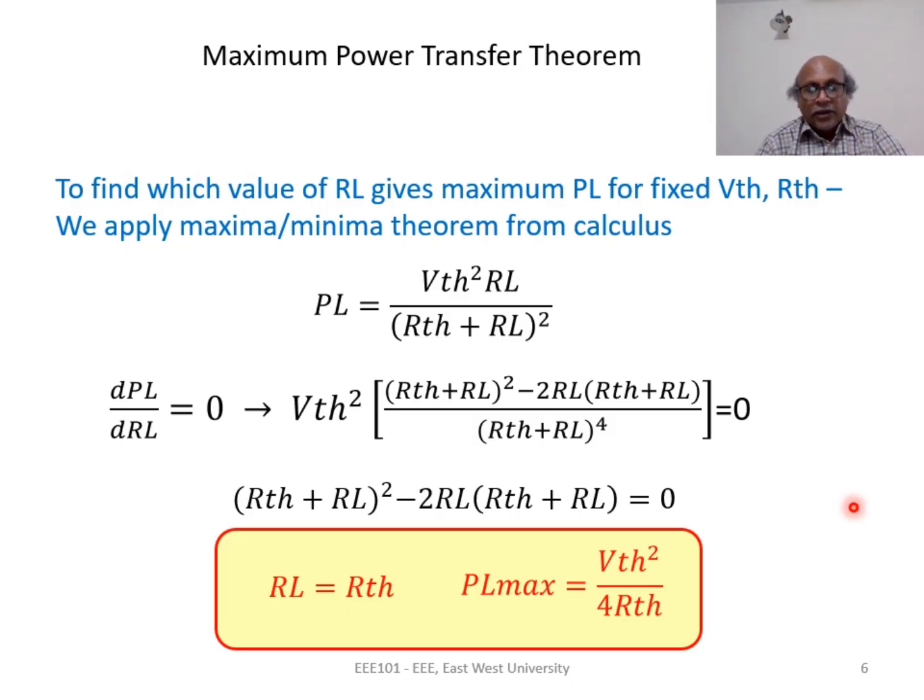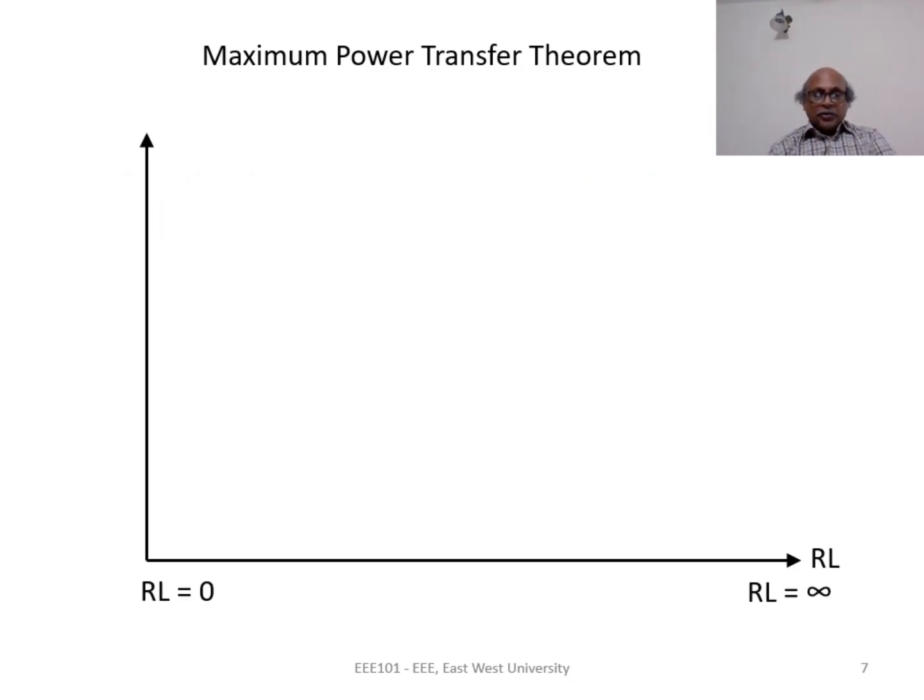Now, before we solve problems, let's look at the nature of variation of PL when RL is varied in a graphical manner. X-axis represents RL, the minimum value RL equal to 0. That means the load is short circuit. 0 resistance represents short circuit. And this point indicates that RL is equal to infinity, the maximum value of a resistance, and RL equal to infinity represents open circuit.